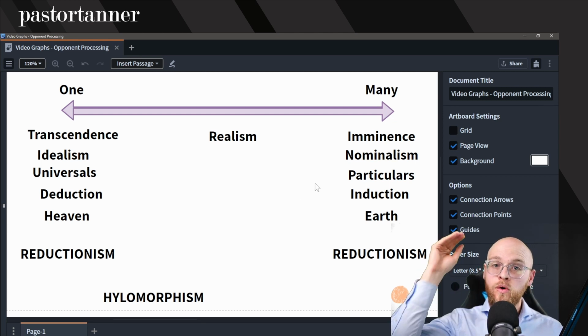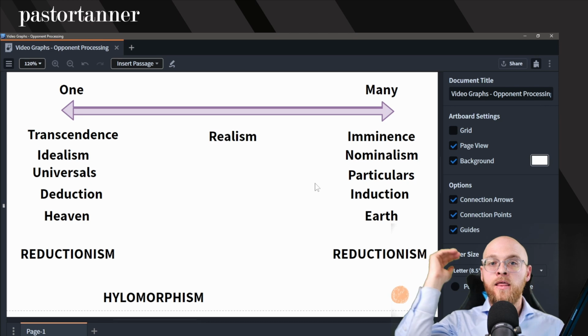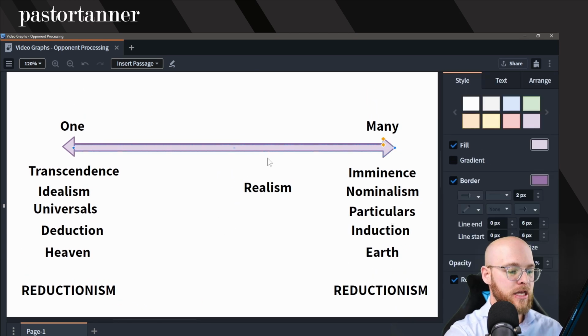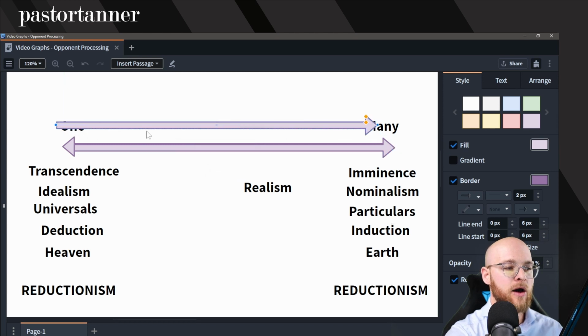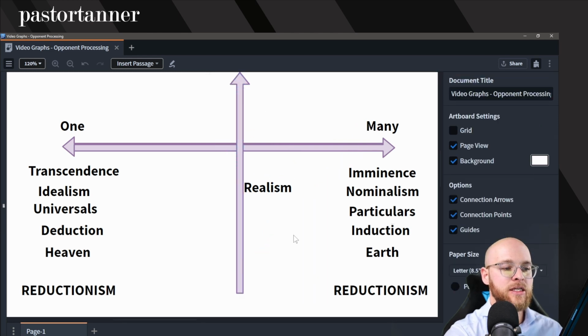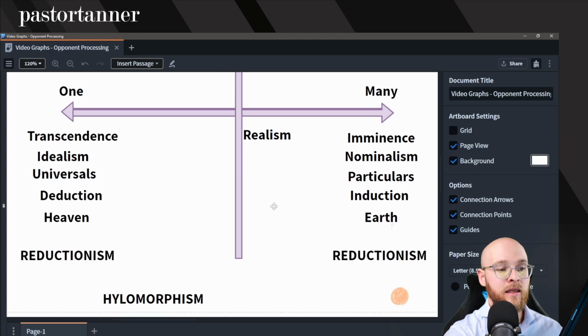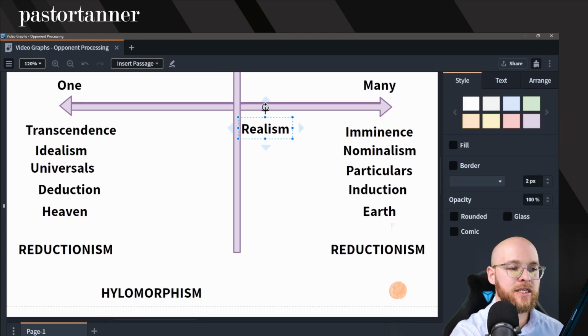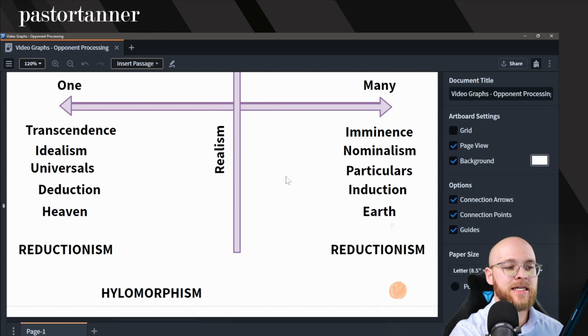What do I want to do? Let's add back in the second dimension. Rather than talking about everything one-dimensionally, I actually want to talk about everything from a two-dimensional frame. And realism helps us to occupy the space between the one and the many. It actually puts the one and the many together and helps us to navigate this space in a way that is consistent with both realities. This is not reductionistic because it occupies both spaces.